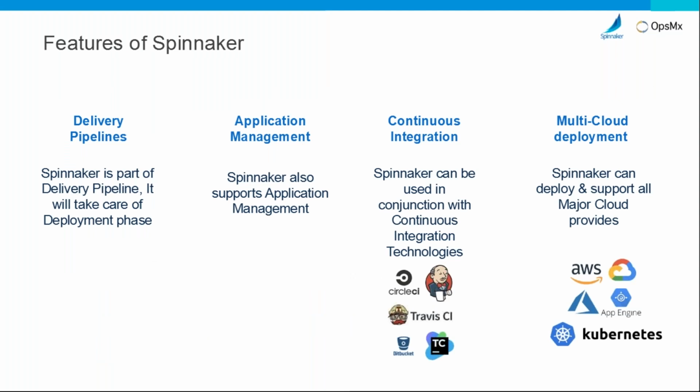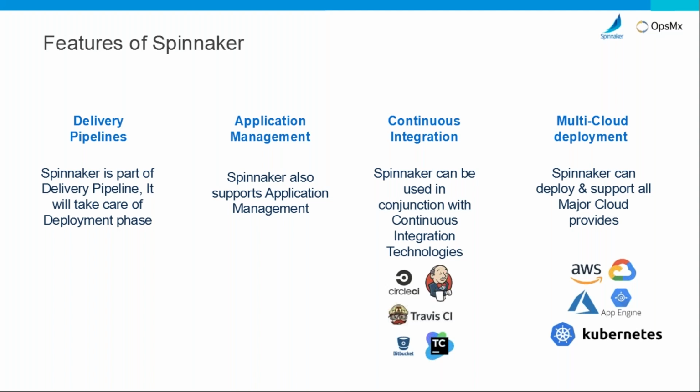And the features of Spinnaker we have already discussed: delivery pipelines. Spinnaker has unique pipeline strategy, unique deployment strategies, which help you create a pipeline, and it will take care of the stages until the deployment phase. Spinnaker also supports application management like Apache Tomcat, in case you want to integrate your Apache Tomcat application management. So that can also be handled by Spinnaker.